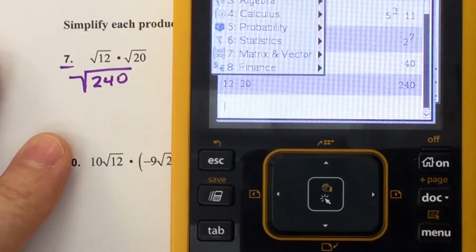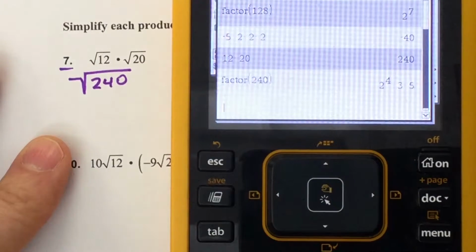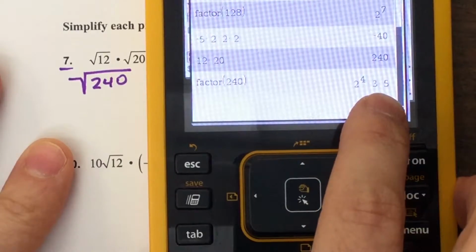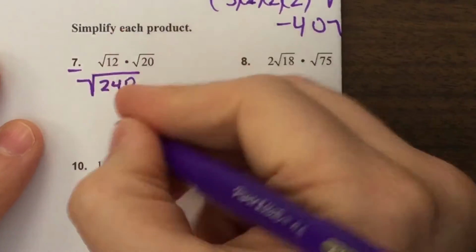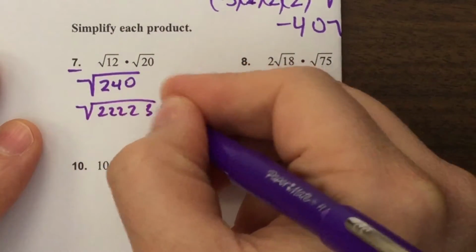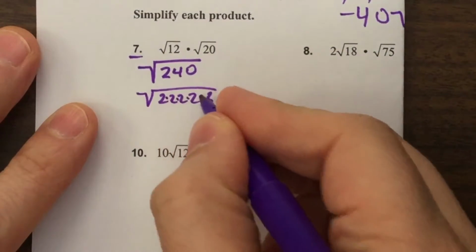I will find the factors of 240, menu 2, 3, get the factors of 240. I have 4 2's, a 3, and a 5. Okay, so let's write those out. I have 4 2's, a 3, and a 5. They're all multiplied together. You could put your little dot if you wanted to.